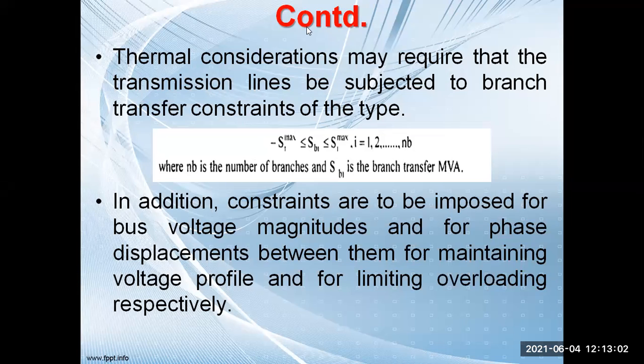So I will just explain that. Let us say you have a transmission line, its capacity is SBI, for the branch. S is basically in MVA, so a certain amount of MVA. Let us say a transmission line is capable of carrying 10 MVA power. Now this limit is the SBI maximum.